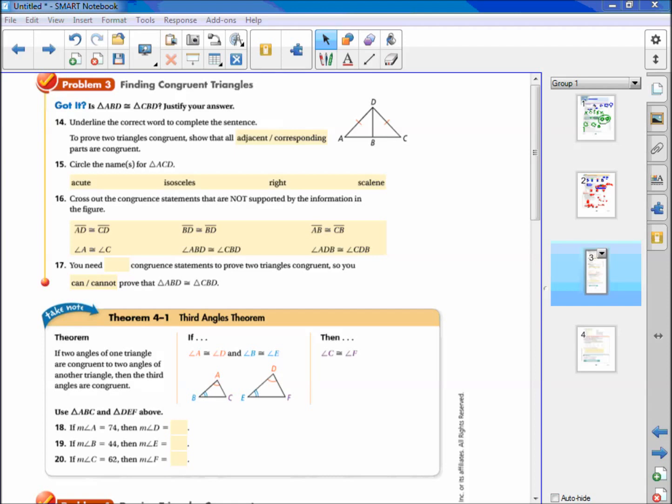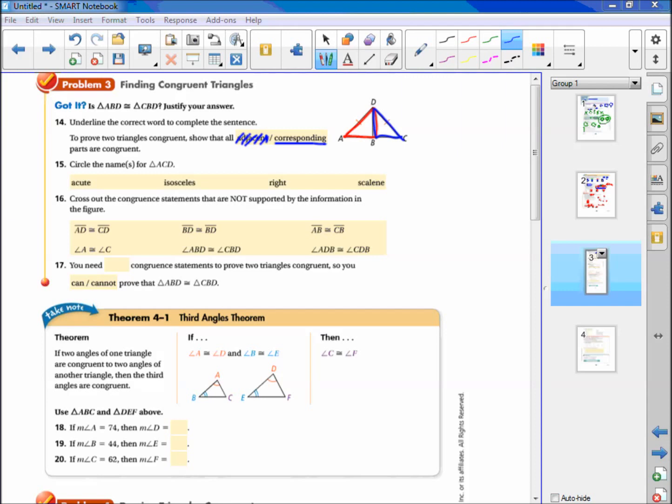So is triangle ABD congruent to triangle CBD? Okay, so is ABD, the one on the left, the same as CBD, the one on the right? Okay, so they look like they are, but in order for them to be the same, then all of the corresponding parts must be the same. So to prove two triangles are congruent, we need to show that all corresponding parts are congruent, not adjacent parts. Okay, two angles are adjacent.